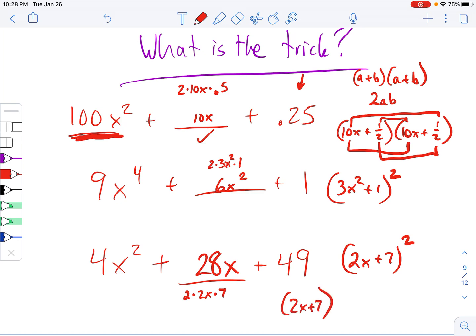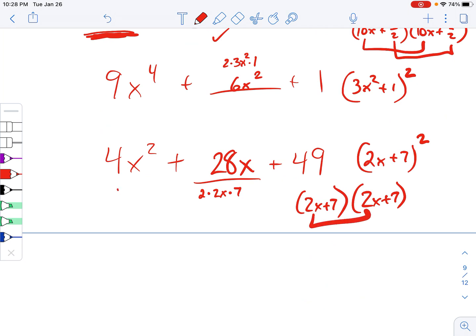If I'm not sure, ever so easy to check it out, FOIL it out. 4x squared. Cool. 14x plus a 14x. Cool. 28x. 7 times a 7. Sweet.